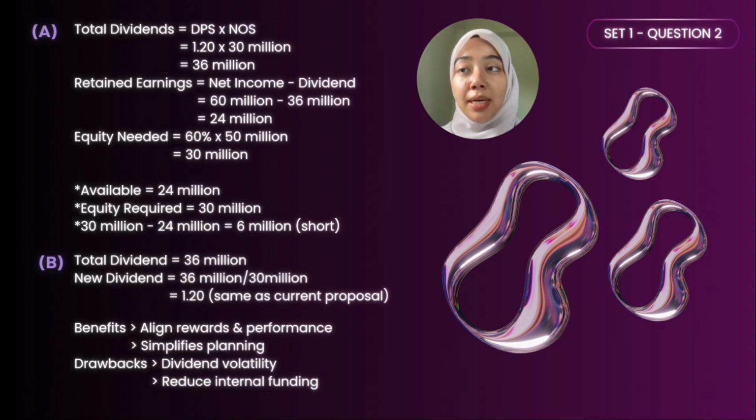For question B, total dividend is 36 million. New dividend is 36 million. We divide by 30 million, which will get 1.2, which is the same as the current proposal. As for benefits, it aligns rewards and performance and also simplifies the planning. As for the drawbacks, it will have dividend volatility and also reduce the internal funding.